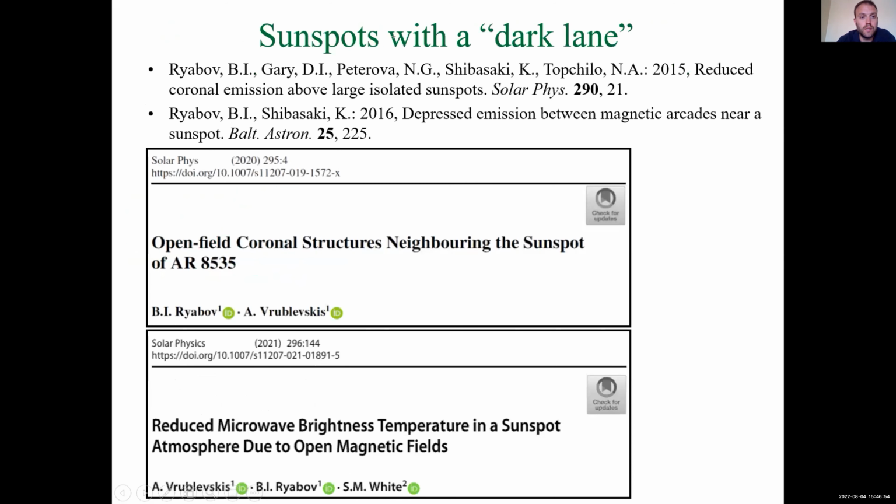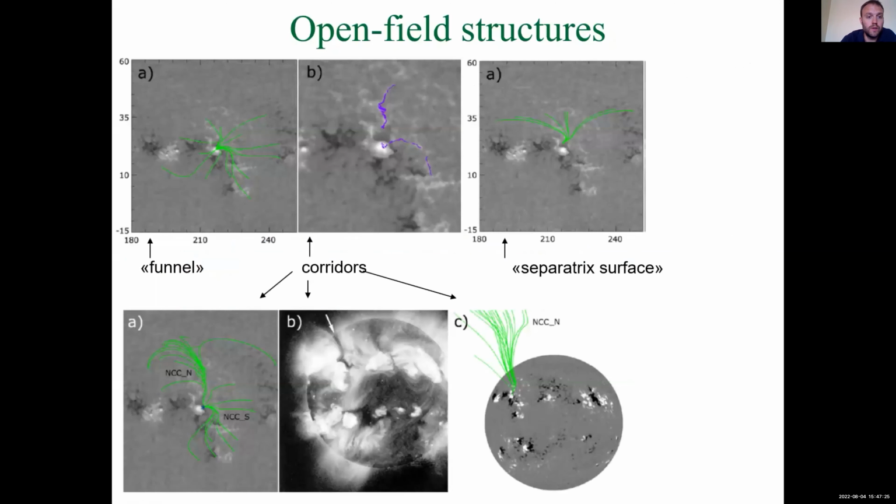So like I said, this idea goes back with Boris already several years. There have been previous papers published, and now the latest ones from 2020 and 2021 are the ones that I would like to talk about in this talk. So the first one is mainly focused on the coronal field structures for the sunspot. And then in the second one, we talked about the microwave observations and how those are related to the solar atmosphere above this sunspot.